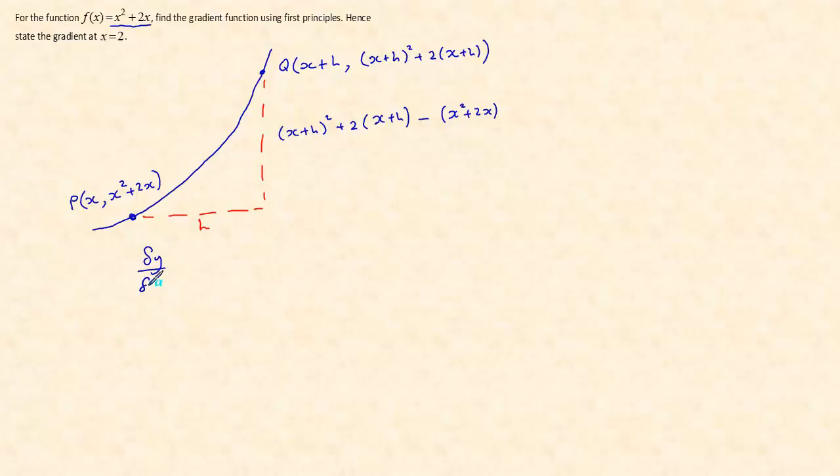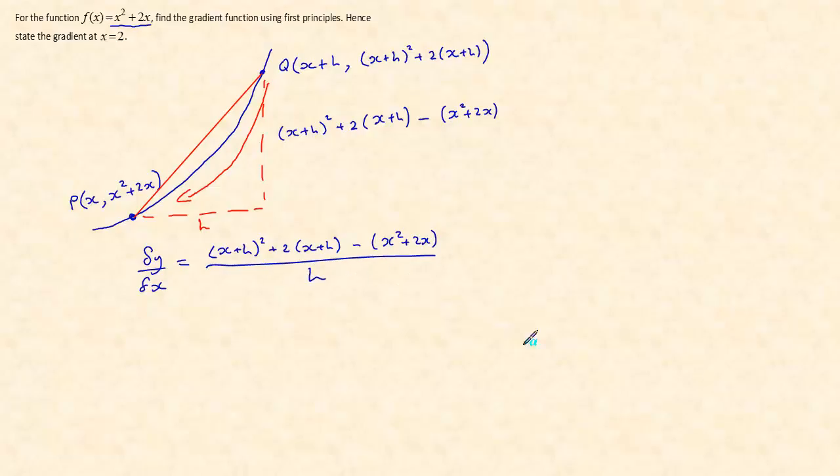So delta y over delta x is going to be, so what we're doing is working out the gradient of the chord, and of course then we're going to shrink h down to 0 to get an estimate of the gradient of the tangent. So that's going to be x plus h all squared plus twice x plus h, take away x squared plus 2x all over h.